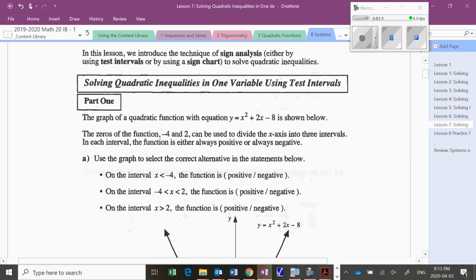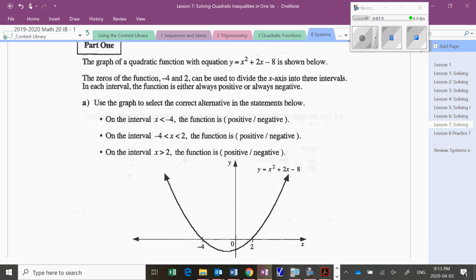Part 1, it says the graph of a quadratic function with the equation y equals x squared plus 2x minus 8 is shown below. The zeros of the function, -4 and 2, were found by factoring. So we had factored that into y equals (x plus 4)(x minus 2), and of course our zeros are when y equals 0, and so then x must equal -4 or +2.